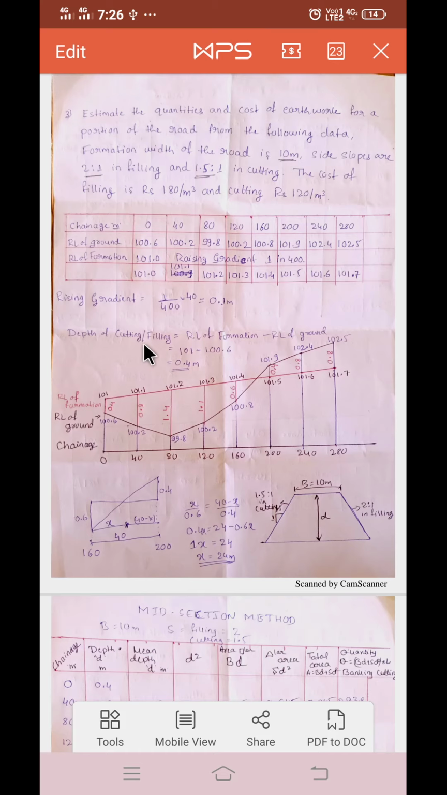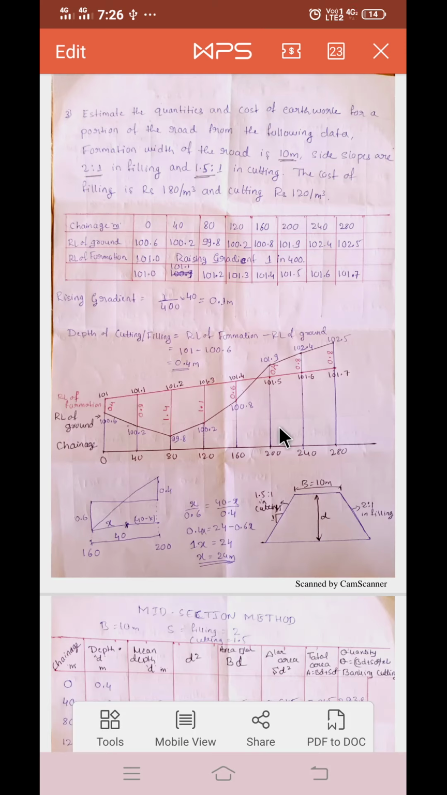The depth of cutting or filling is equal to RL of the formation minus RL of the ground. So RL of the formation is 101, RL of the ground is 100.6, so it is 0.4. Depth of filling is 0.4. Likewise you calculate all the others. So here RL of the formation is 101.5, RL of the ground is 101.9, so it will come as minus 0.4, that is cutting. Likewise calculate all those depths here.